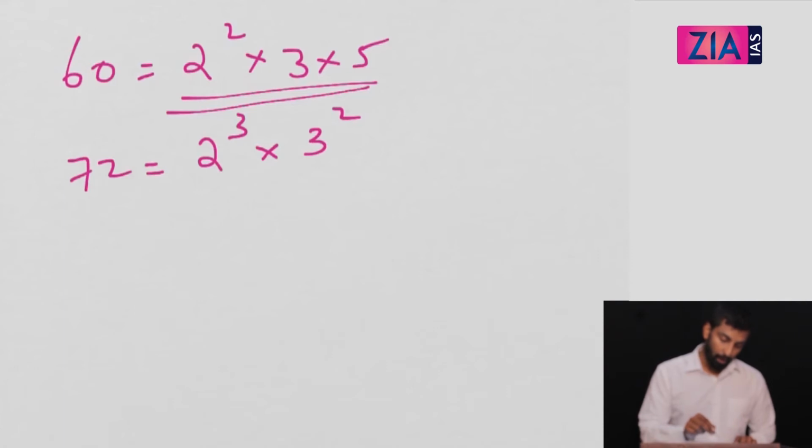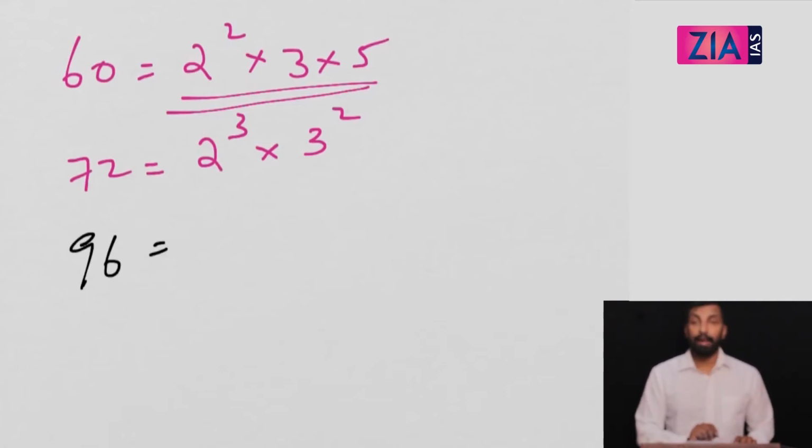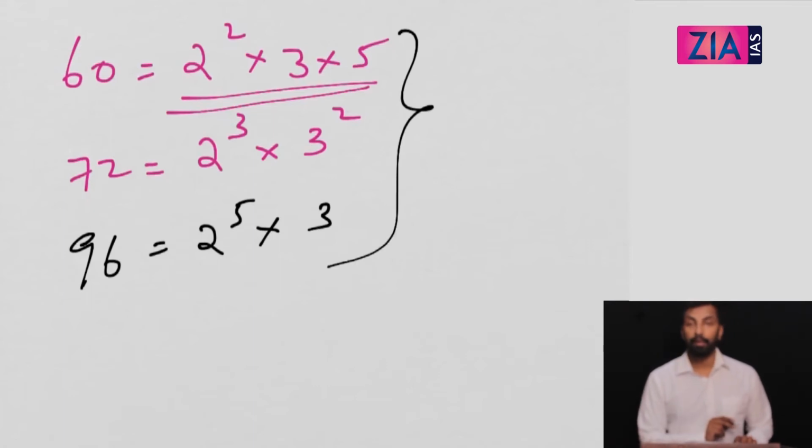So if I give you one more number, what about 96? 96 is actually 32 into 3. So 32 means 2 raised to 5 into 3. So that's how you'll prime factorize those three numbers.